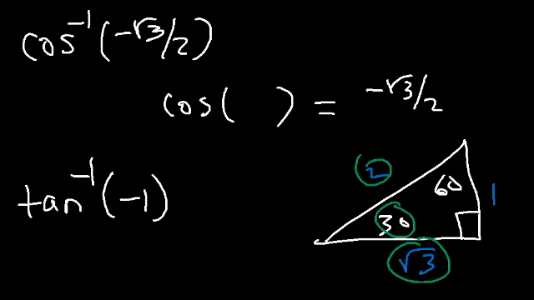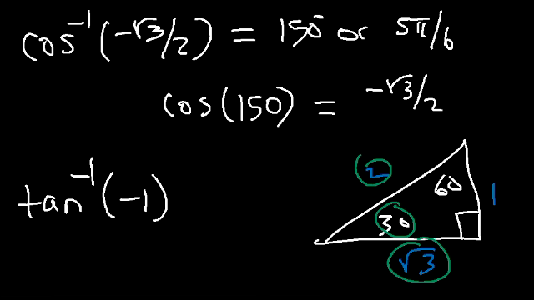Cosine 150 is negative root 3 over 2. We don't want to use cosine 210. Even though it's negative root 3 over 2, 210 is in quadrant 3, and inverse cosine is negative in quadrant 2. So we want the quadrant 2 angle. Since cosine 150 is negative root 3 over 2, this is thus 150 or 5 pi over 6. But it doesn't equal 210 because 210 is in quadrant 3 and inverse cosine does not exist in quadrant 3. So this is the answer for the first one.